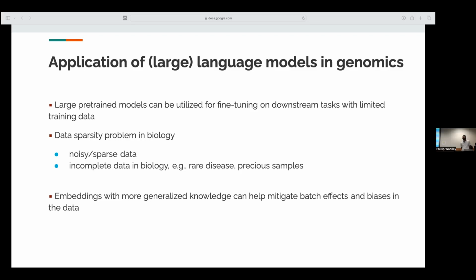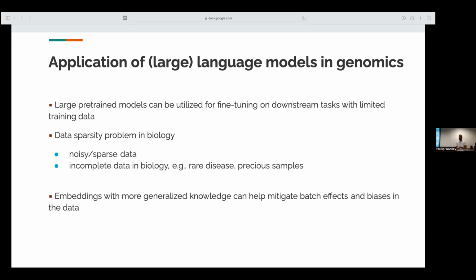And the other problem is incomplete data. Suppose someone is working on rare diseases; they won't have enough data to train a large language model, or they have very precious samples that you cannot destroy to get the data, right? So what you could do is identify a data set that is very rich, very high quality, very diverse in your topic of choice, and train these large language models. The hope is that they will help you mitigate the batch effects or the biases in the data that you have produced, right?